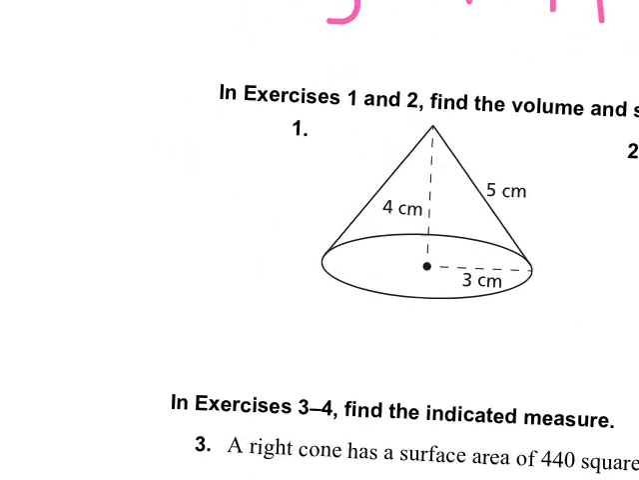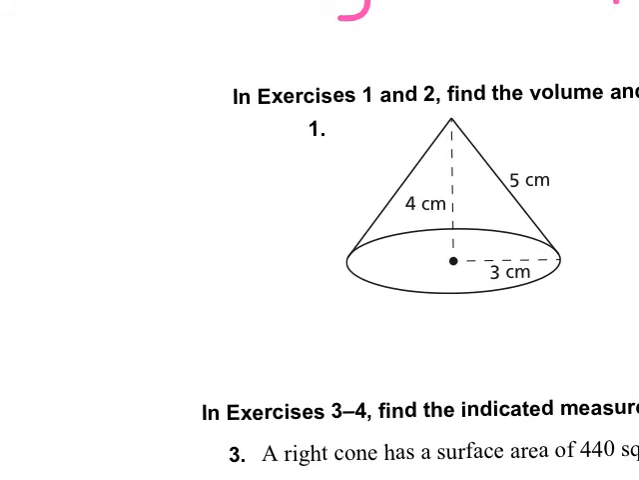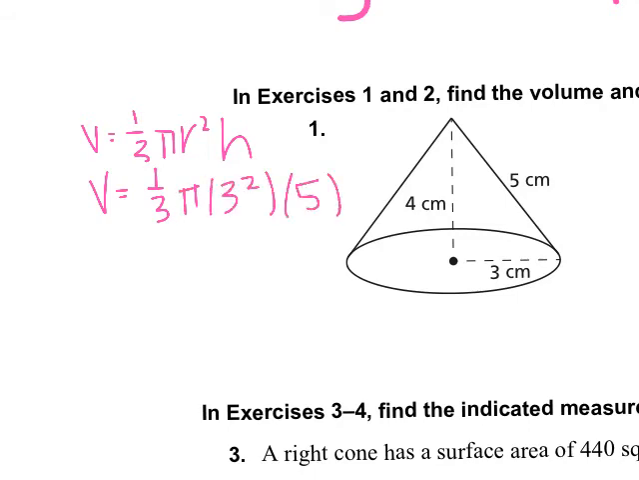All right, let's go ahead and work on number 1. Okay, so let's do volume first. So remember 1/3 pi r squared h. Okay, what was our radius here? 3. Good, so 3 is our radius. Our height would be 5. All right, so somebody plug and chug that into your calculator.